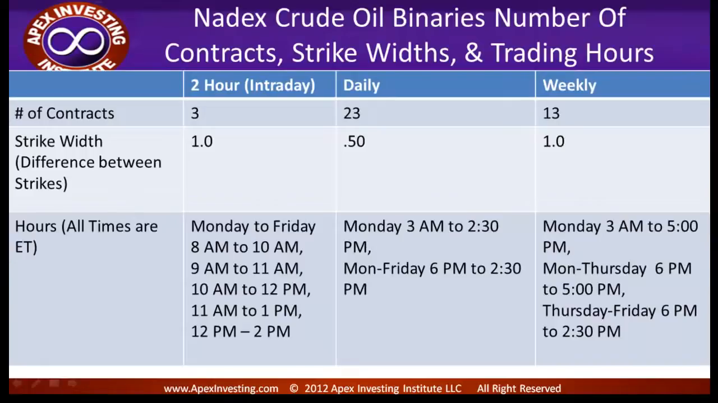Nadex crude oil binaries offer you a lot of different trading opportunities. There are 3 new binary strikes released every hour, starting at 8 a.m., at 8, 9, 10, 11, and 12. And the difference between the strikes will be $1. There are also 23 strikes trading on the daily binaries that are only 50 cents apart. And on weekly, they're $1 apart, and there are 13 strikes available. Again, you can access all this information on Nadex.com under Range of Markets, then click on Commodities, and then click on Contract Specs.